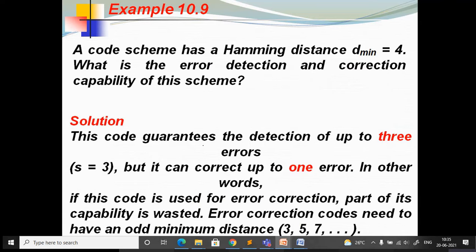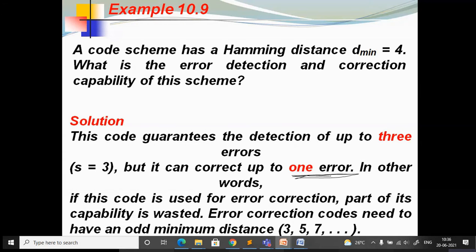Here I'll go through one sample example. Consider a code scheme that has Hamming distance d min is equal to 4. What is the error detection and correction capability of this scheme? This code guarantees the detection of 3 errors. I think everybody agrees with this, but it can correct only 1 error. So we have some limitation. The number of errors that can be corrected depends completely on the method.